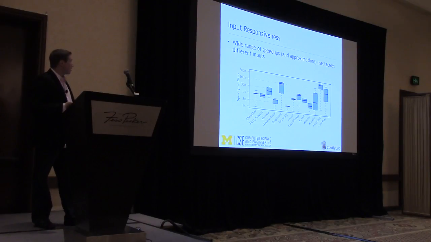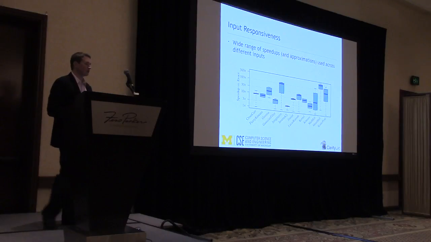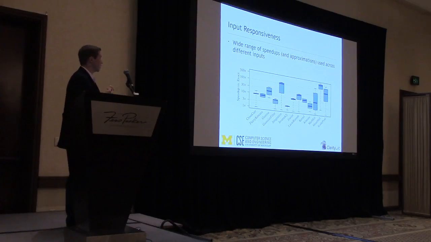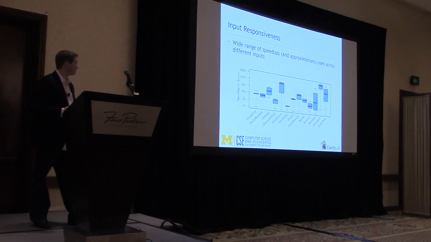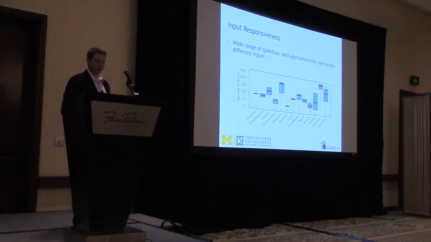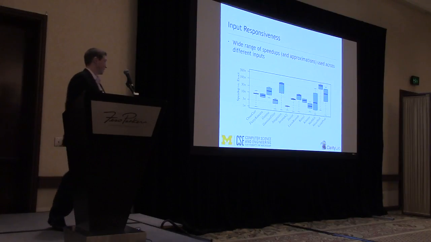Finally, I want to look at how IRA does in terms of delivering on input responsiveness. Does it actually approximate differently across different inputs, and do we actually achieve different speedups? Do we aggressively approximate when we can? So what I'm showing here is, for each application, the speedup that IRA gets versus exact execution, as a distribution across all the different inputs that we have for the application.